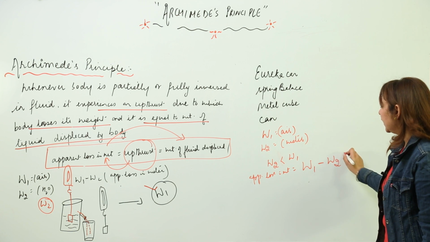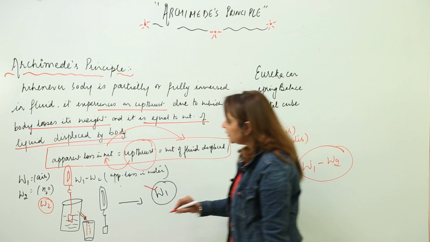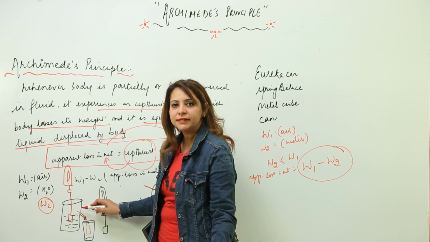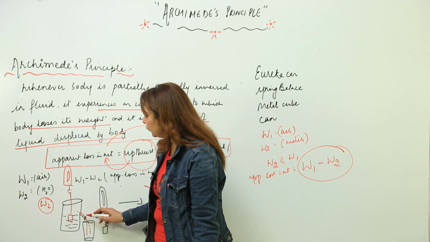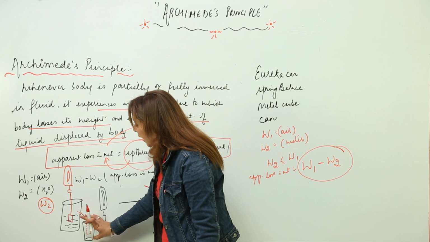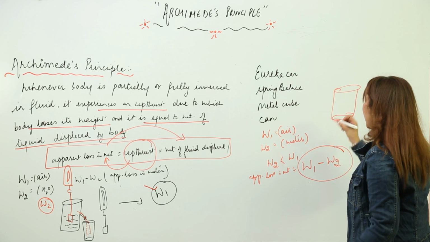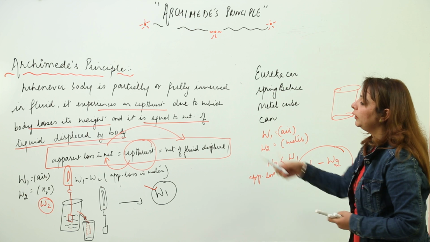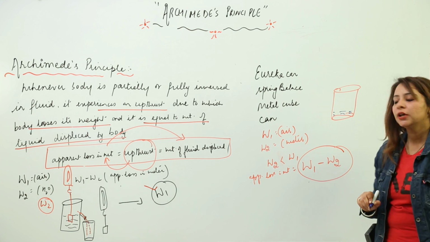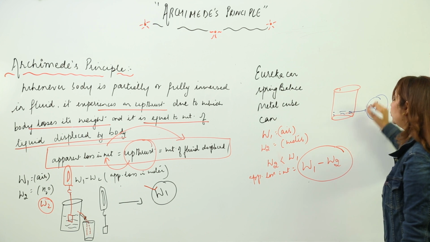So this is the apparent loss in weight we can calculate. Now, when we lowered the block, a certain volume of water flowed into this can. So now I remove this can. Let's say this is my can. It has water in it, the water which flowed out when the block was dipped. Now I am going to weigh this water. Let's say its weight is W3.